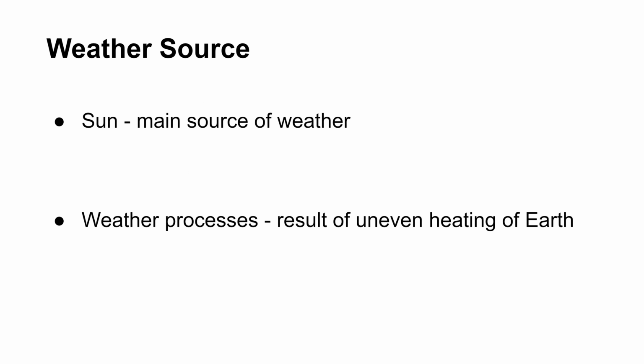The main source of weather on Earth is the sun, so any weather process you can think of is the direct result of uneven heating of the Earth due to sun rays hitting the Earth's surface at varying degrees. This creates air circulation, called wind as we know it.